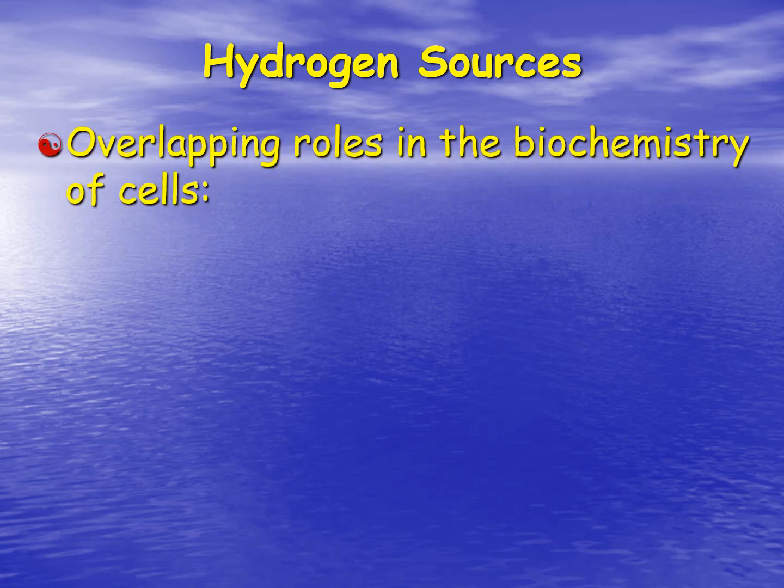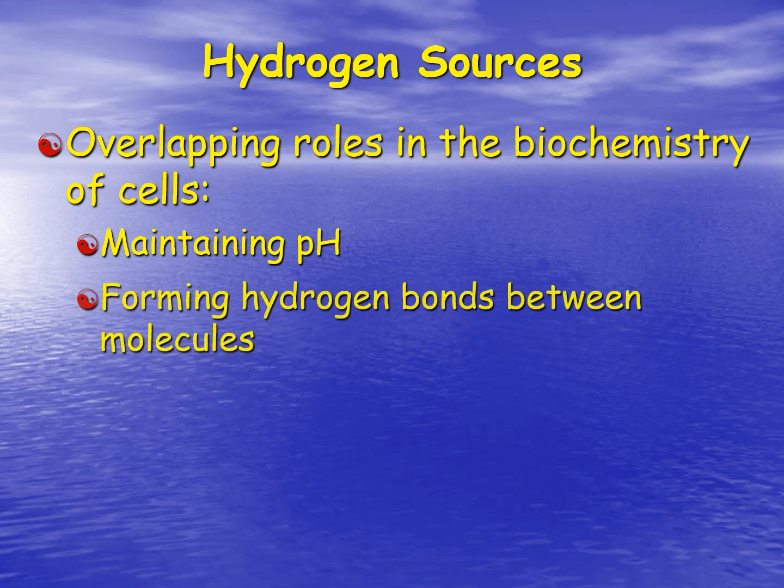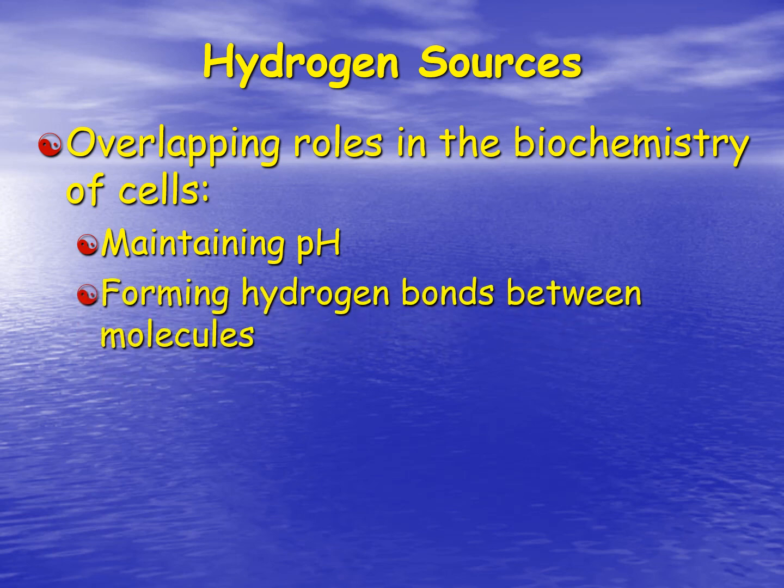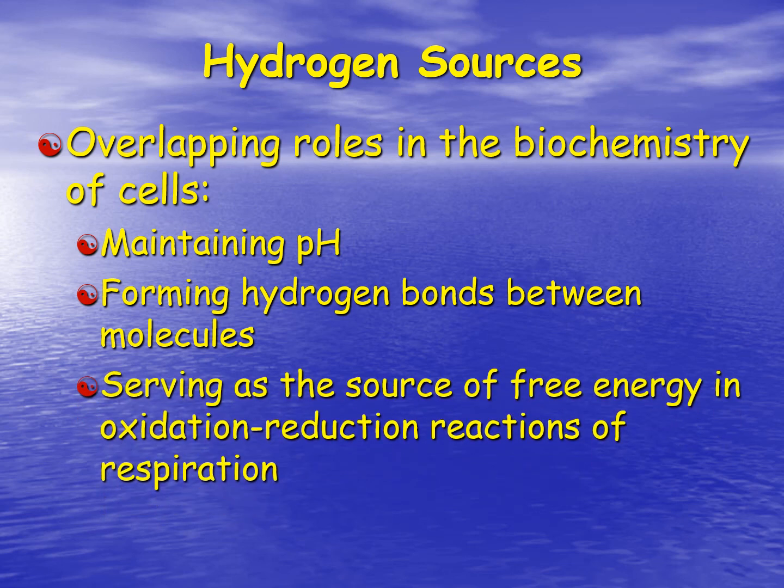Hydrogen sources. Hydrogen has overlapping roles in the biochemistry of cells. First of all, it's very important in maintaining pH. It also forms hydrogen bonds between molecules in order to form many of our large macromolecules. And it serves as a source of free energy in the oxidation reduction reaction of aerobic respiration.